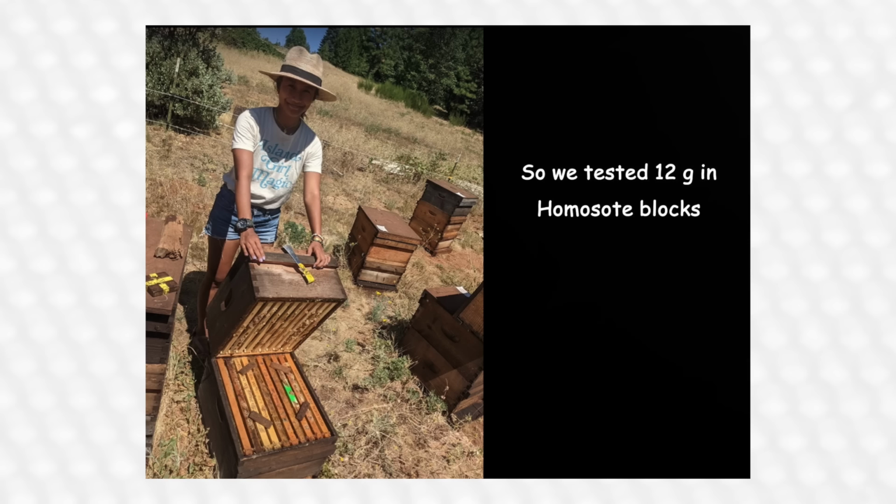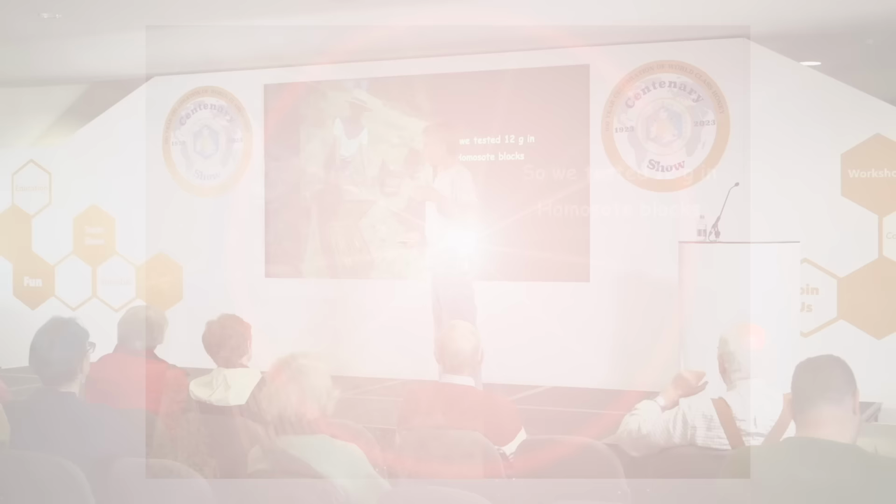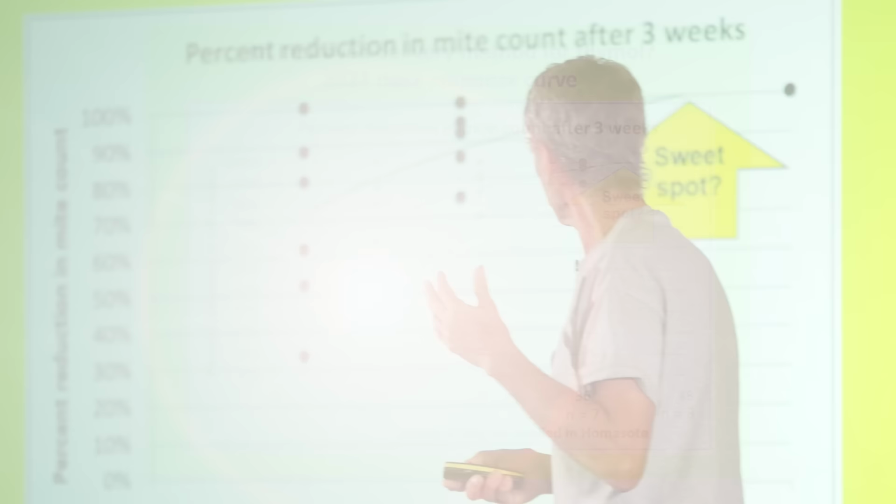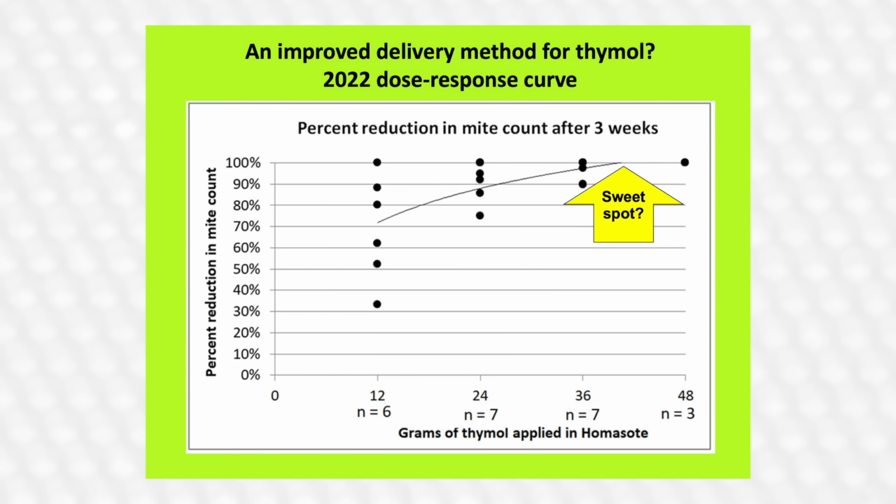Well, we put in 12 grams, and there were much fewer adverse effects than there were with the Apigar gel. Now, I love Apigar gel. We've used it for many, many years. But there were fewer adverse effects with the same dose applied in the block. It apparently evaporates more slowly. So then we tried 24 grams, and that worked fine. I tried 48 grams, and that worked okay, with very few adverse effects, so we went back to 36.